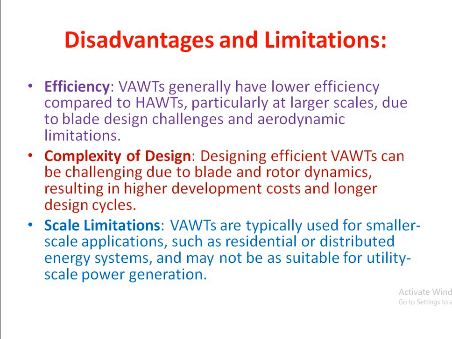Then the third one is the scale limitations. Vertical axis wind turbines are typically used for smaller scale applications, such as residential or distributed energy systems, and may not be suitable for utility scale power generation.